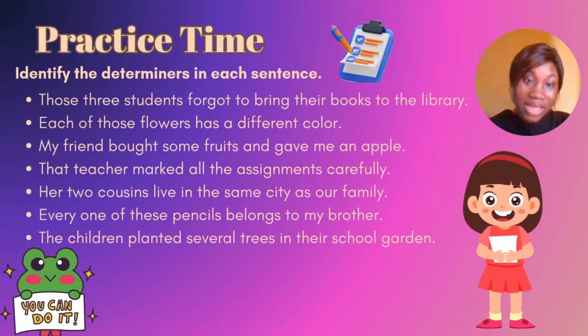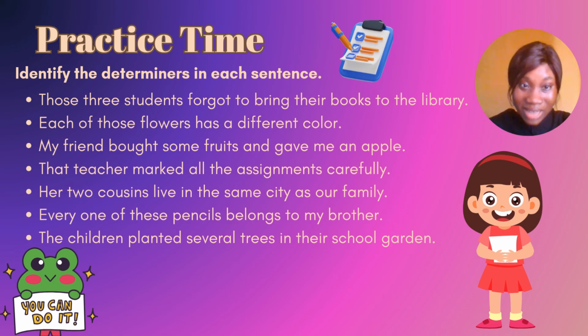Okay. So now we've learned about determiners and we've seen that we make use of determiners every day. We've learned about the article determiners, possessive determiners, demonstrative determiners, quantifier determiners, and number determiners. So can you try this? Practice time. Number one, those three students forgot to bring their books to the library. Can you identify the determiners in these sentences?